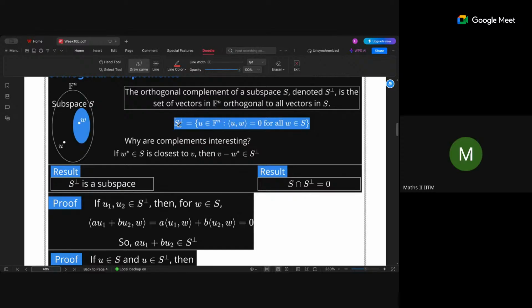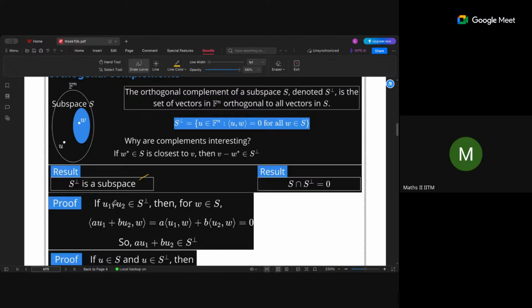For any subspace, the orthogonal complement is also a subspace. What is the condition you usually check for a subspace? Can anyone remember? You take any two vectors u1, u2, and a u1 plus b u2 should also be in the same space, then it is a subspace. So we take any two vectors in this set, and we want to show that a u1 plus b u2 also belongs to the set.